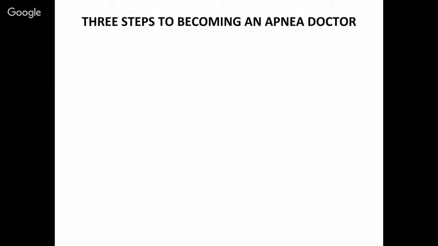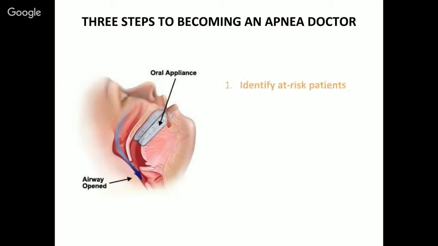Okay. Now let's get into the 3 steps of oral appliance therapy, treating sleep apnea with a dental sleep device. The first step is, you're going to identify at-risk patients. Now, please grab your pens and papers, because these are the steps. If you want to know how to do this, write these down. Okay? So identify at-risk patients.